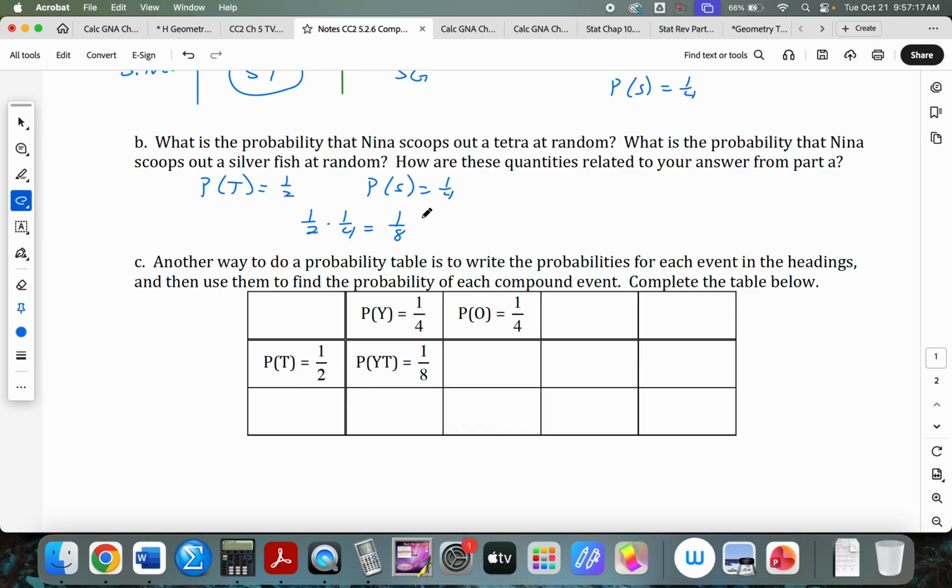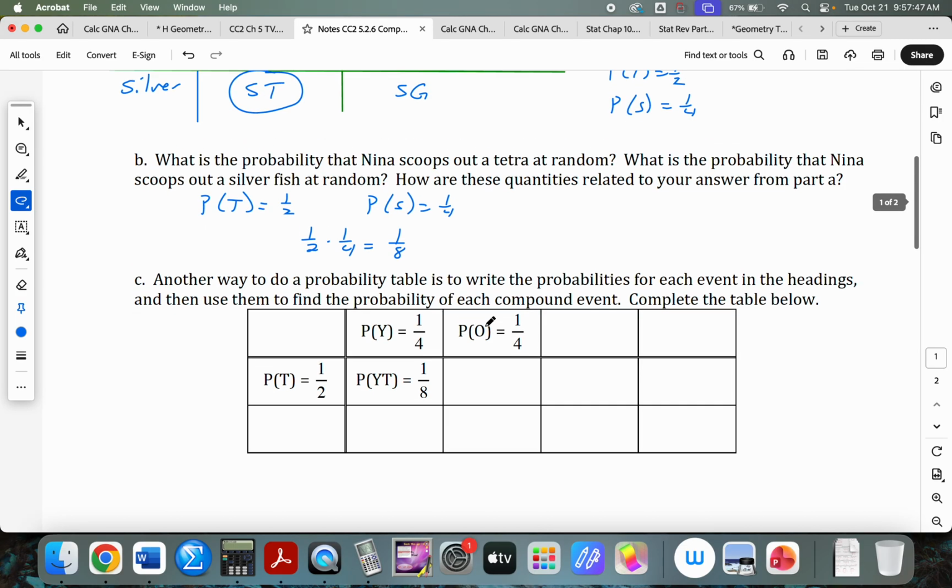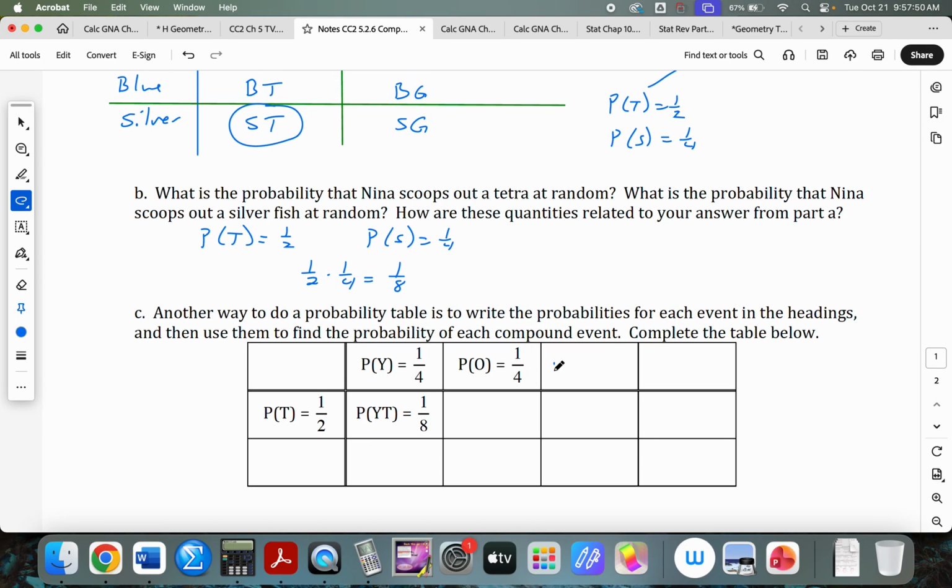So another way to do a probability table is to write the probabilities for each event in the headings and then use them to find the probability of each compound event. Now, honestly, for a problem like this, I would never do it because each probability for the colors is equal. But if the probabilities were different, this is a great way to do this. So let me just show you. Probability for yellow is 1 out of 4. Probability of orange is 1 out of 4. Probability of blue is 1/4. Probability of silver is also 1/4.